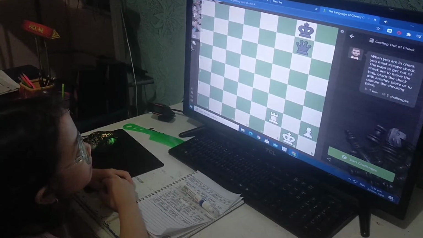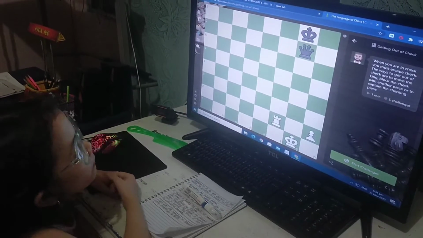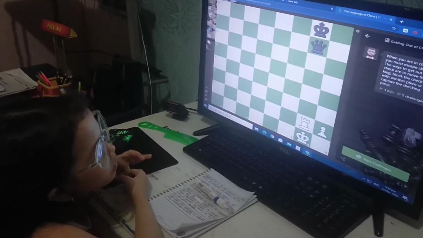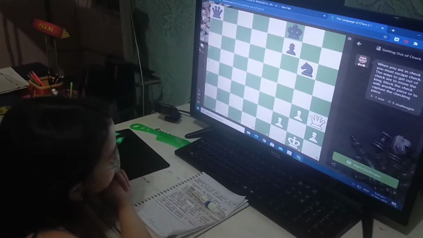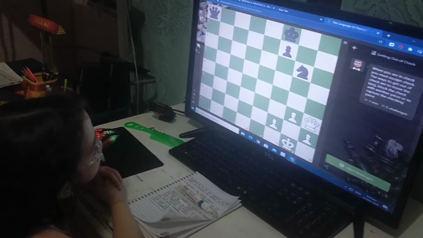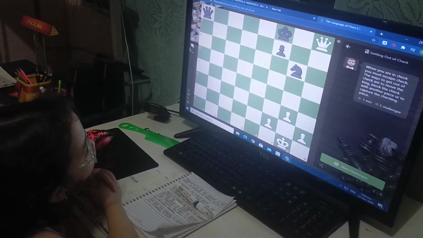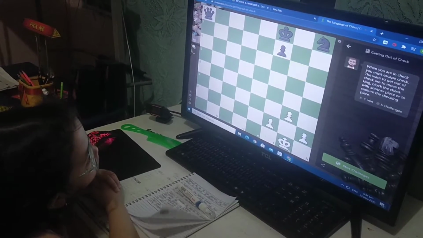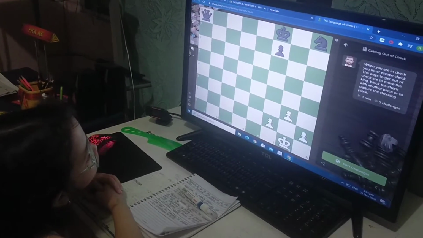Another way to get out of check is to block the check with one of your other pieces. Oftentimes, the best way to get out of check is by capturing the checking piece. Now let's see you escape check.